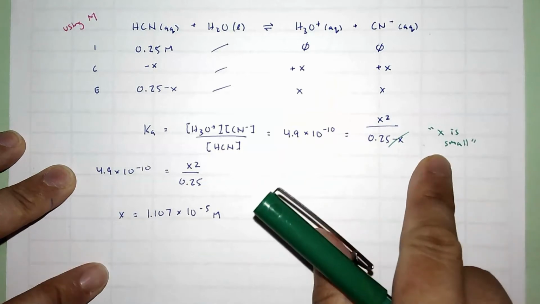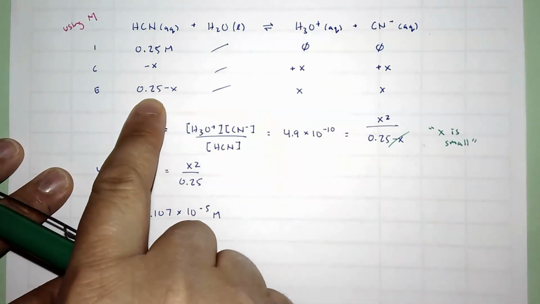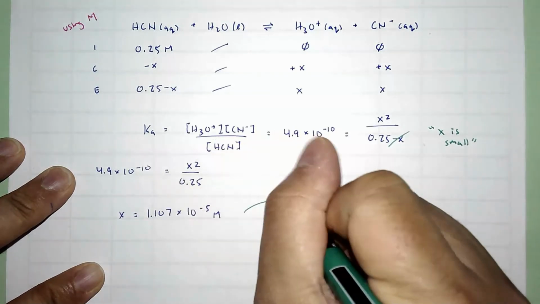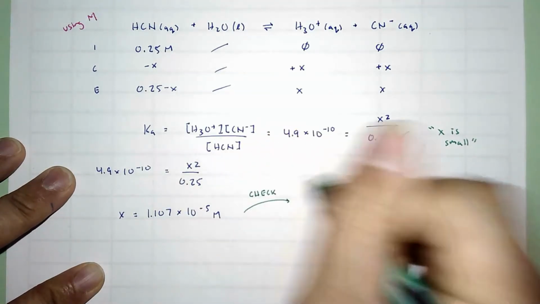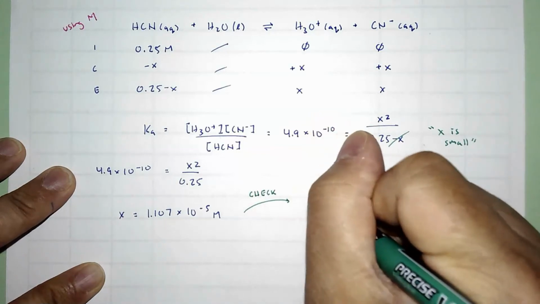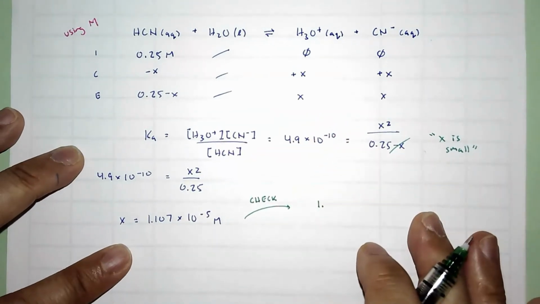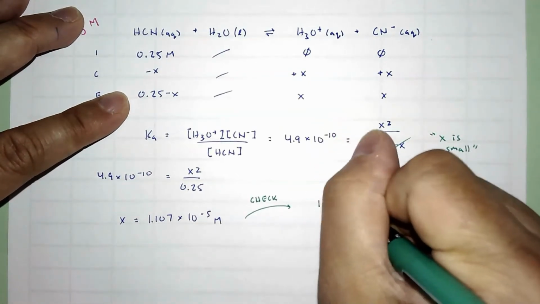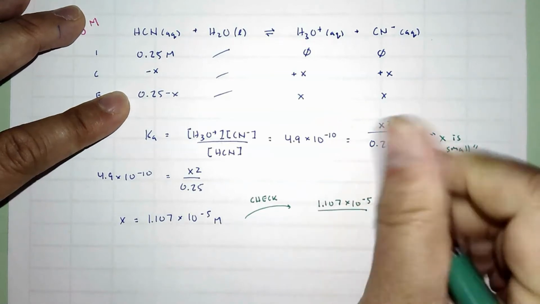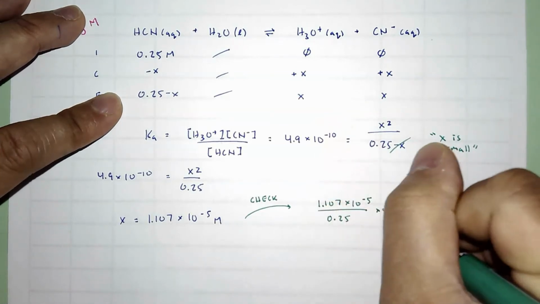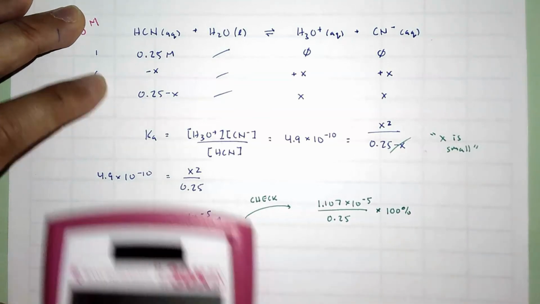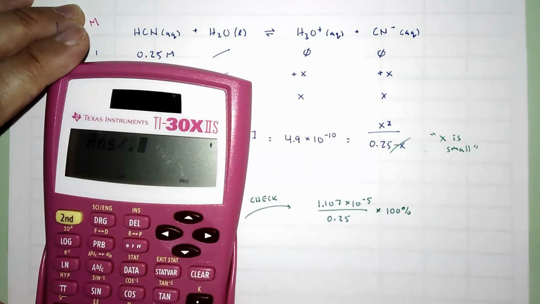But we want to verify that x is small compared to the initial amount of HCN. So this is your check. The check is that x has to be 5% or less of the initial amount. 1.107 times 10 to the minus 5 divided by 0.25. Don't forget it's a percent, so it's called the 5% rule. So multiply by 100%.